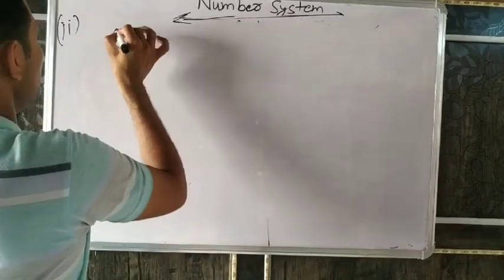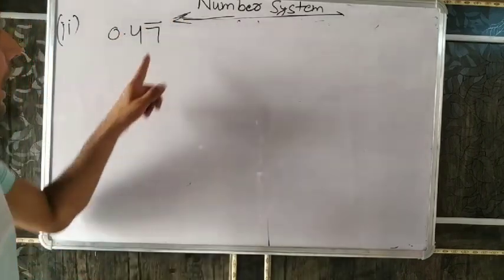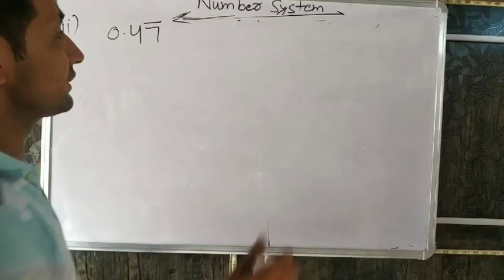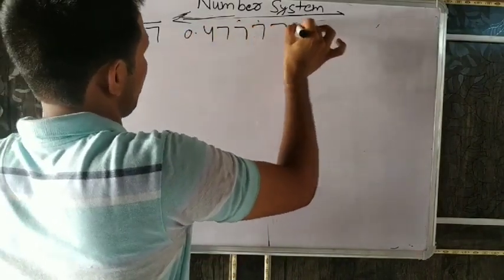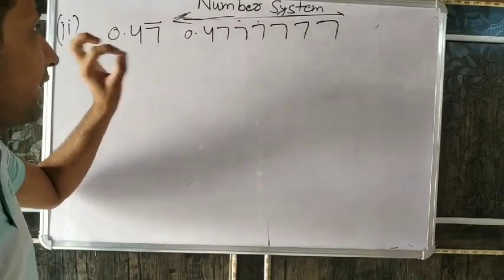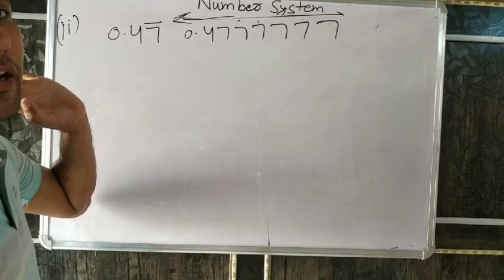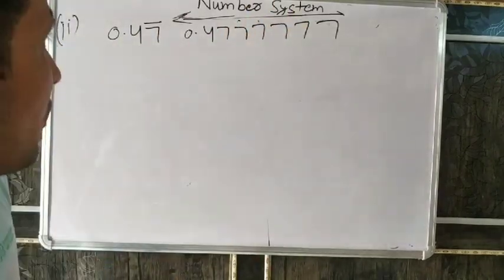What is 0.47 bar? The bar is only on the 7. It means this number is 0.477777, and only the 7 is repeating. If the bar is on only one digit, it means only that digit is repeating. Not 4 and 7, 4 and 7, just 7. Understand? So like this one.